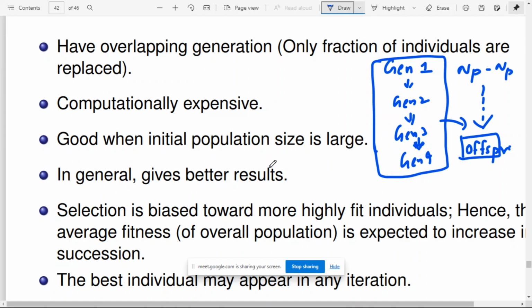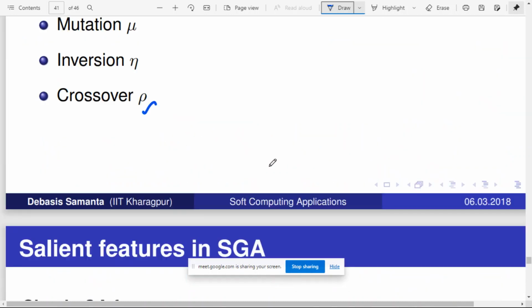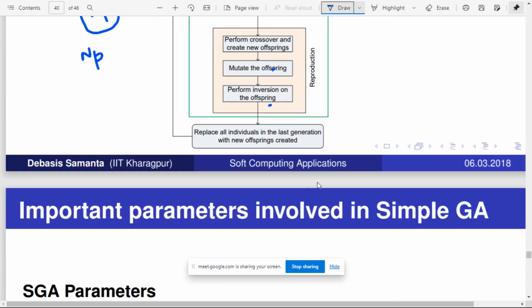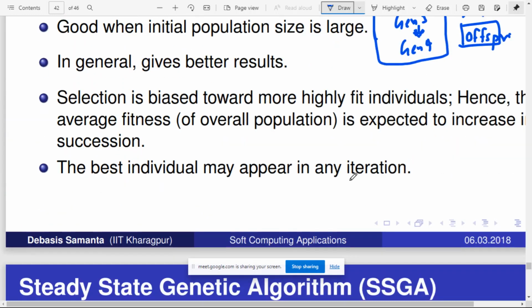See, what does this flowchart say? It's a very straightforward question, right? It will replace the individuals in the last generation. So what will it replace here?